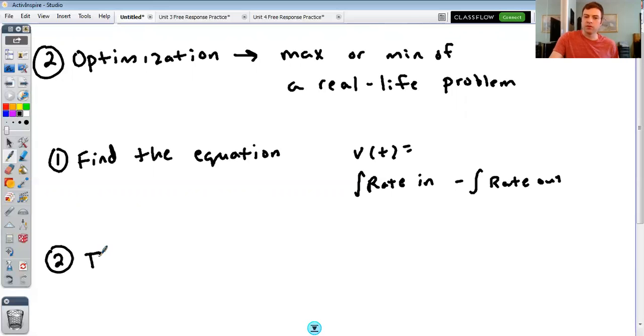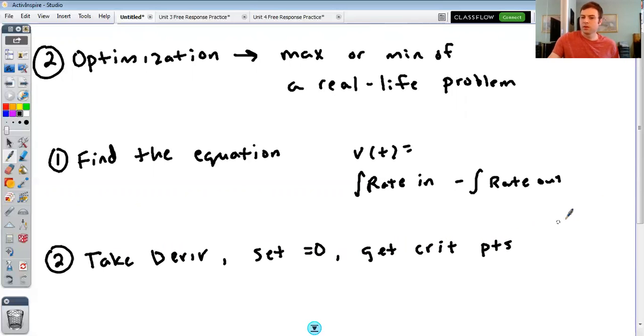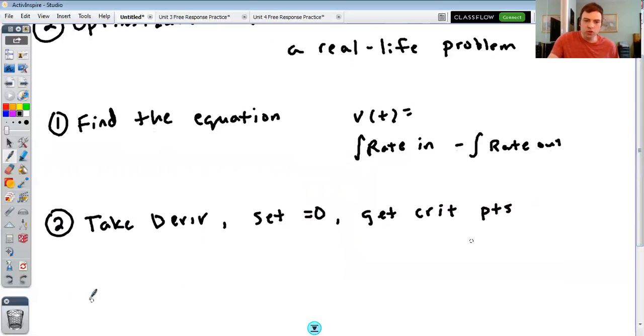Well, you take the derivative. You set it equal to 0, and you get the critical points, just like we always do. Once you know those critical points, you're going to use them to find the max and min. And for these problems, if you take the derivative of velocity, you get acceleration. So when acceleration is 0, that's a critical point for velocity.